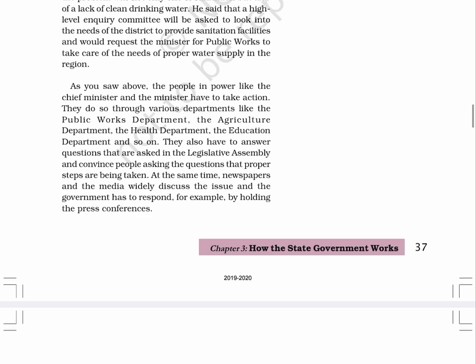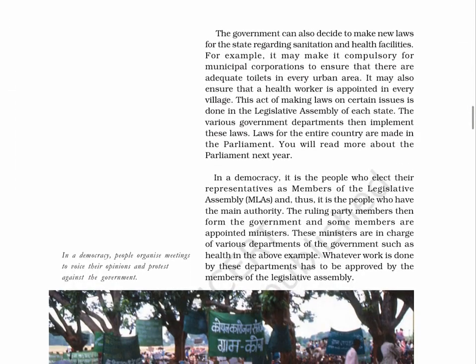Page number 38. The government can also decide to make new laws for the state regarding sanitation and health facilities. For example, it may make it compulsory for municipal corporations to ensure that there are adequate toilets in every urban area. It may also ensure that a health worker is appointed in every village.